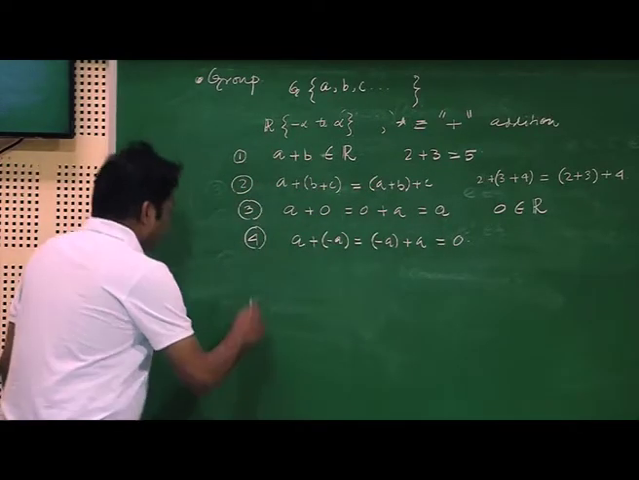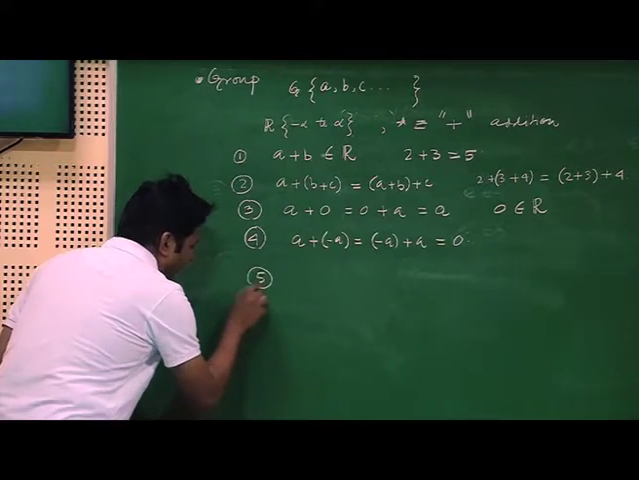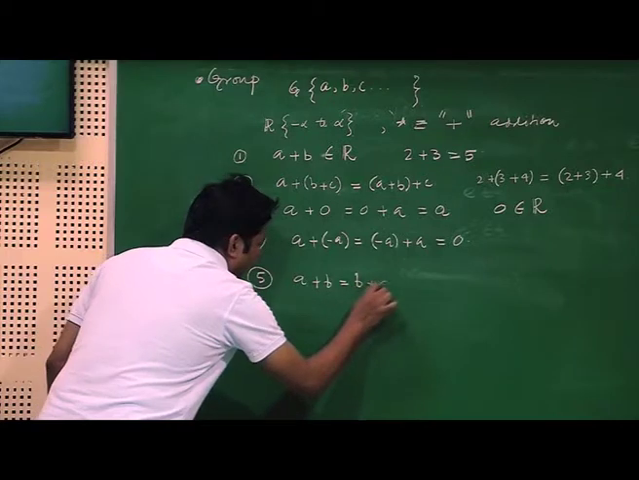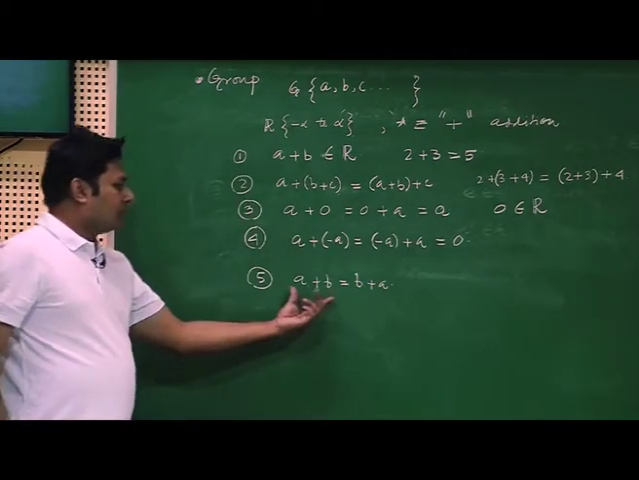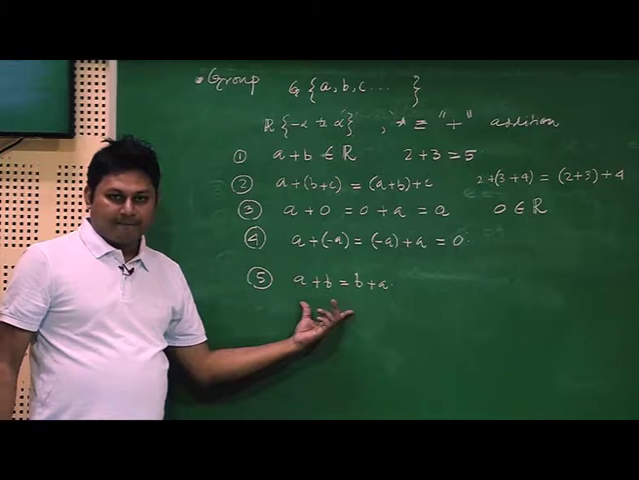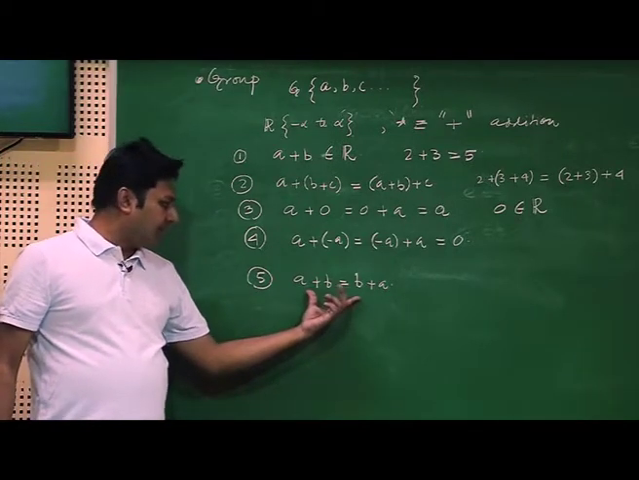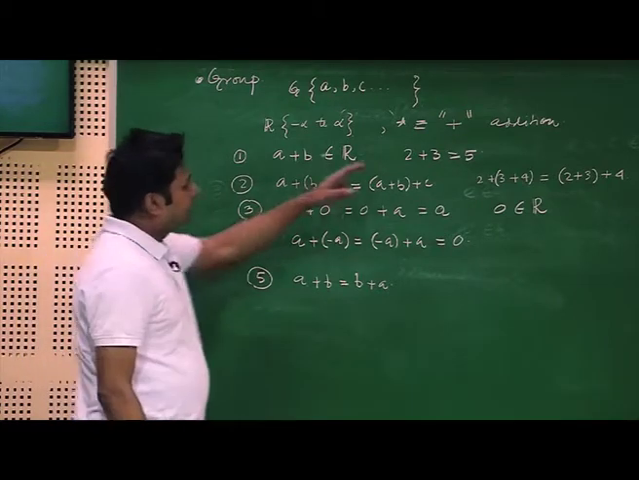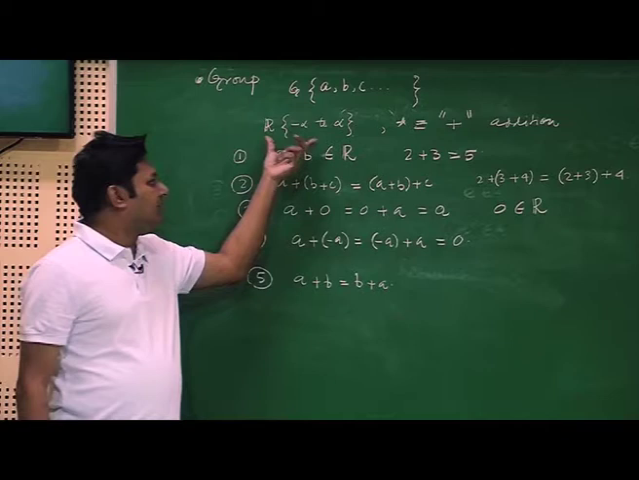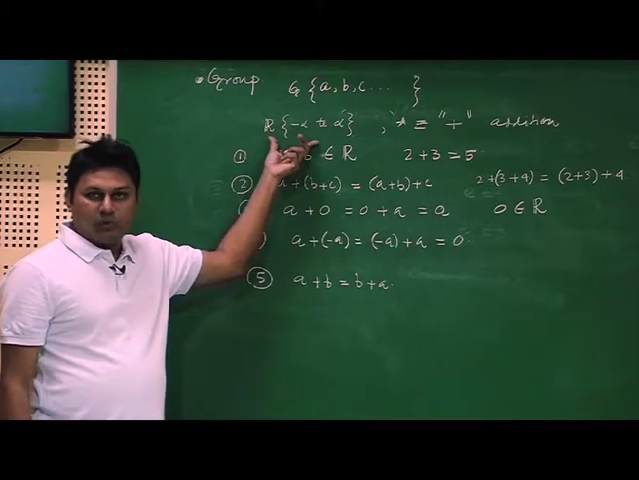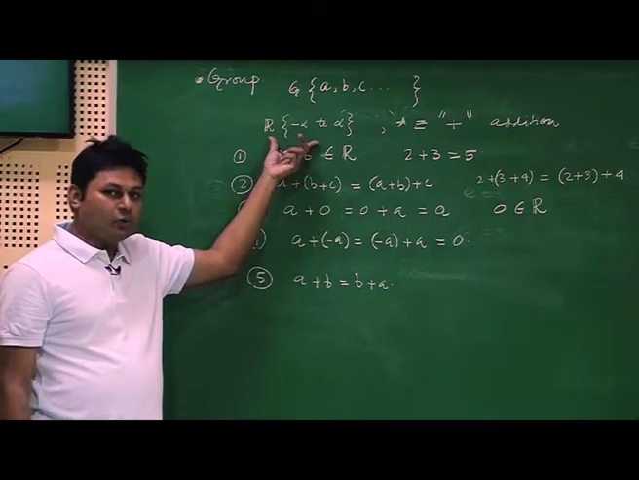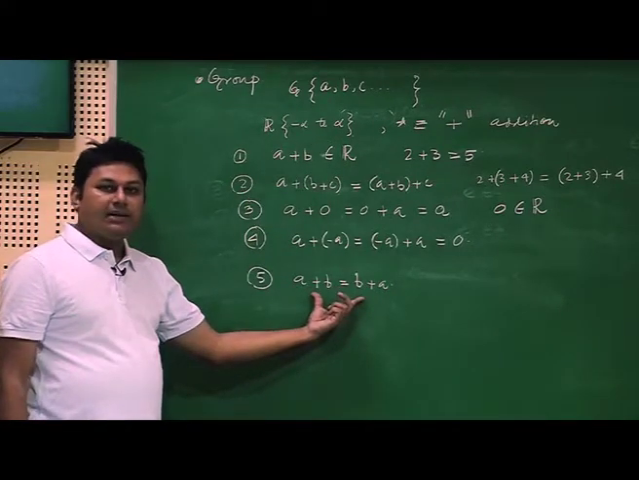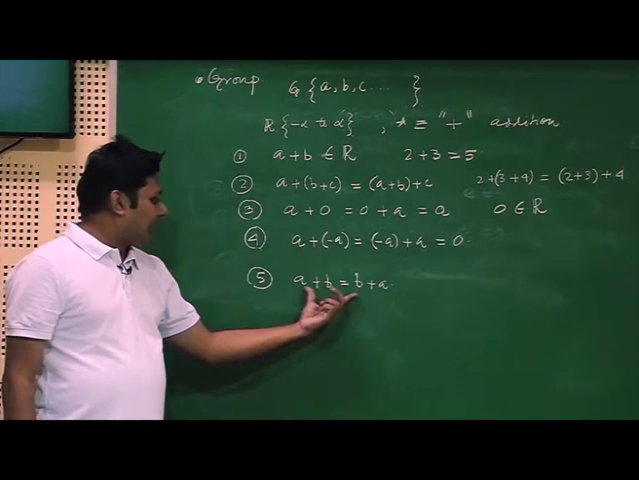However, the fifth property, A plus B equals B plus A, is also satisfied here. If I check, you will find that this is satisfied. So, under the addition operation, this real set forms a group. Since this commutative relation is also valid here, we say they are forming an abelian group.